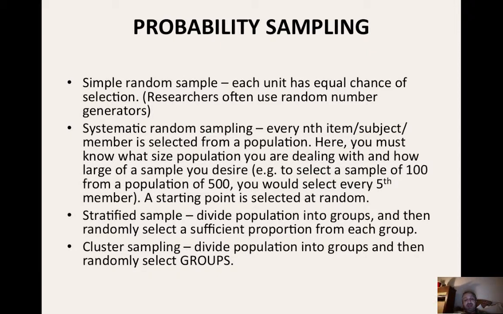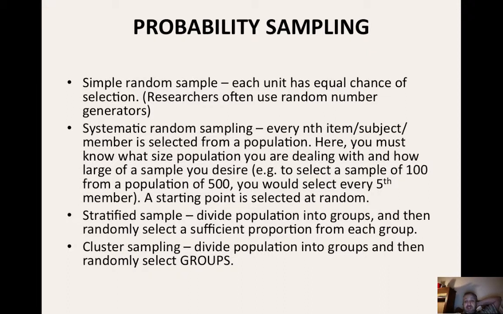So what they do is they'll divide Alabama up into groups, into little regions, like maybe by county, for instance. And then they'll randomly select a sufficient proportion from each county. That way you ensure that you're getting a little bit of everything, right? So sometimes stratified sampling is the more appropriate option. But again, this is a probability sampling technique. It involves random sampling, and it's very strong.